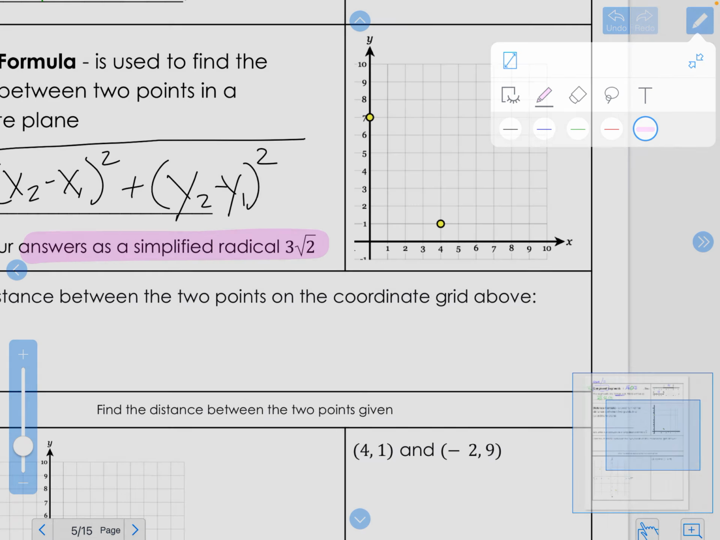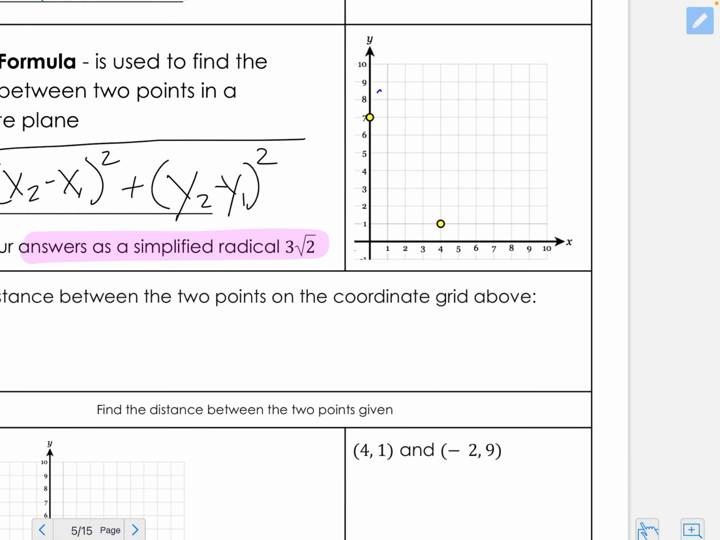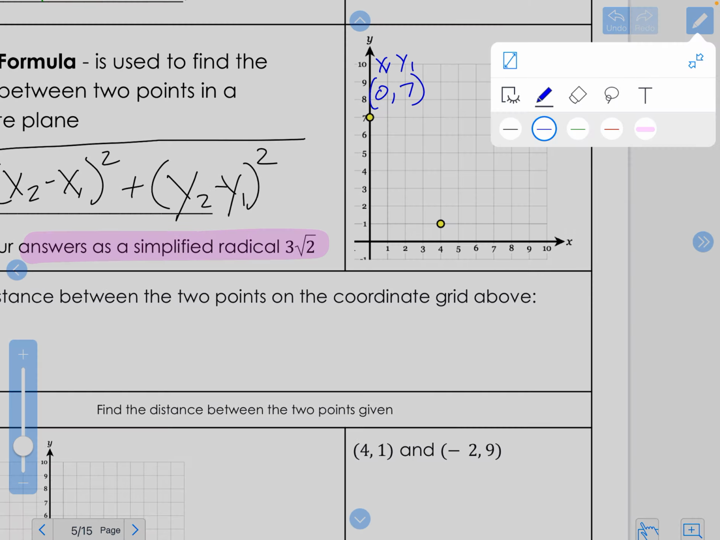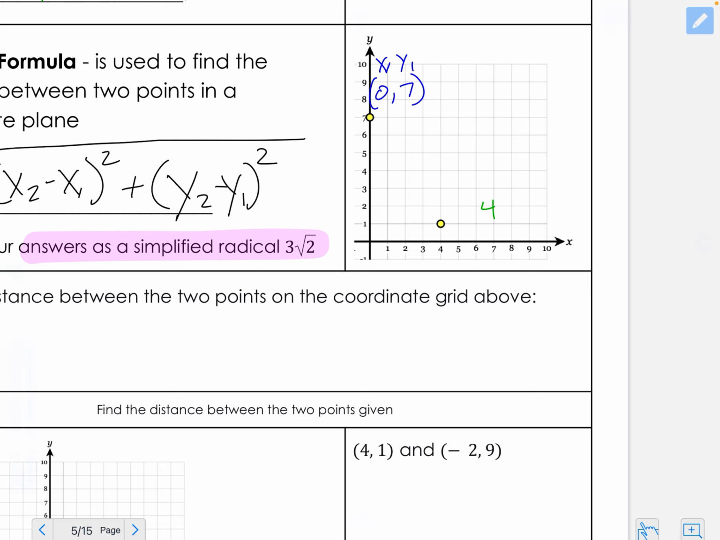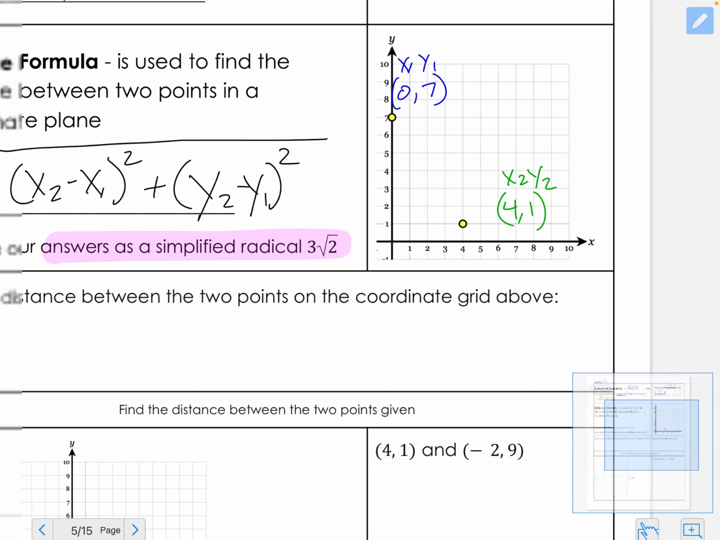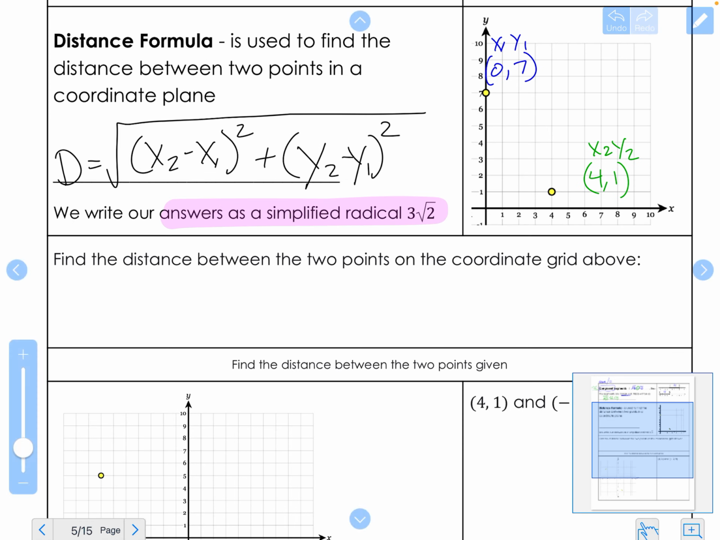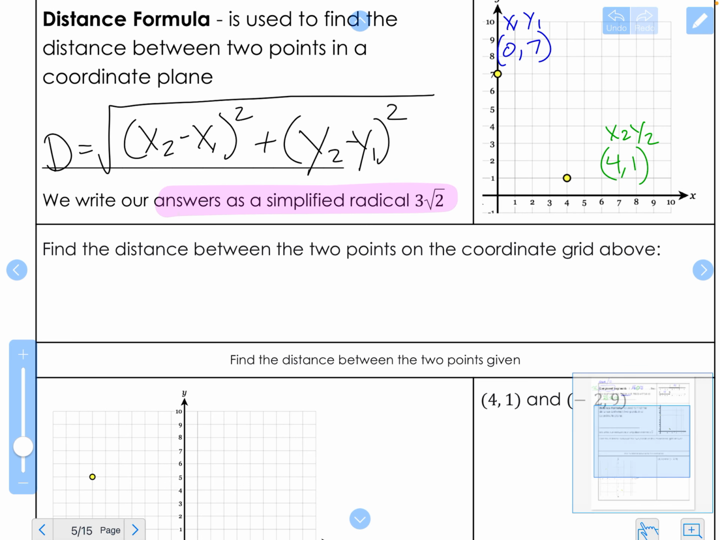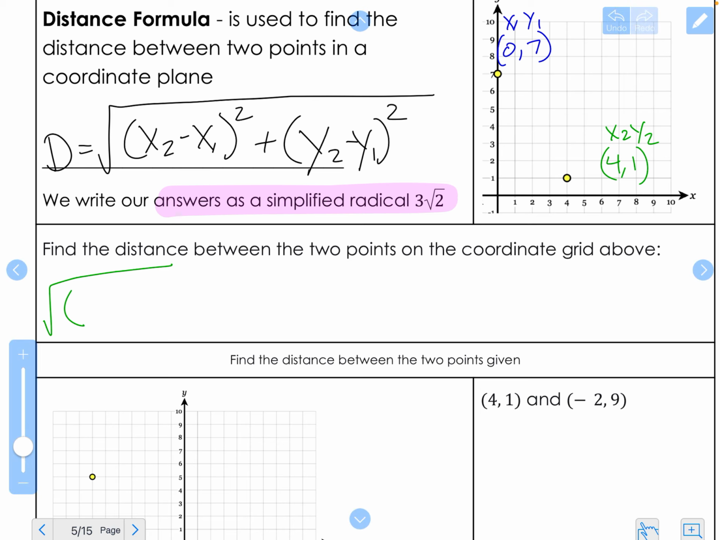So let's look at our first example. So we're going to find this point, which is 0, 7. That's going to be my x1, my y1. And then our other point is going to be 4, 1, which is x2, y2. So now we need to plug these values into our distance formula. So we need our big square root. Our x2 is 4 minus our x1 is 0, then we square, plus y2 is 1 minus 7 squared.